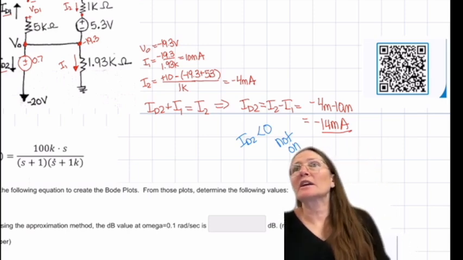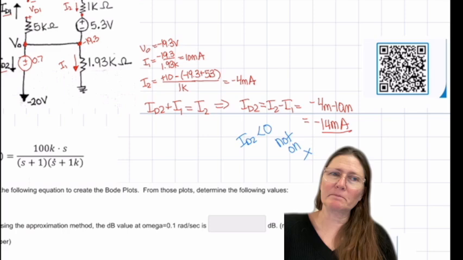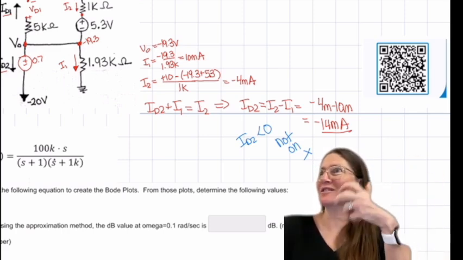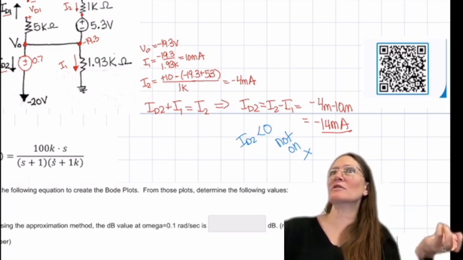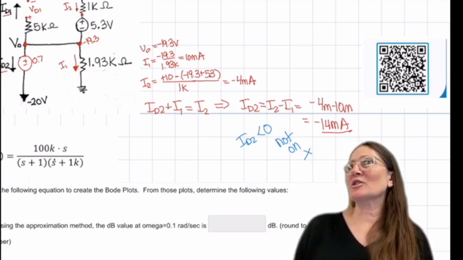So then you would need to make a different assumption. You could assume they're both off and then check that one. This is just an example of that iterative process: if it doesn't match the assumptions, you would need to make a different choice. All right, questions on this?